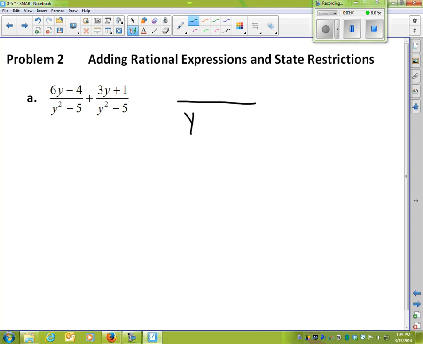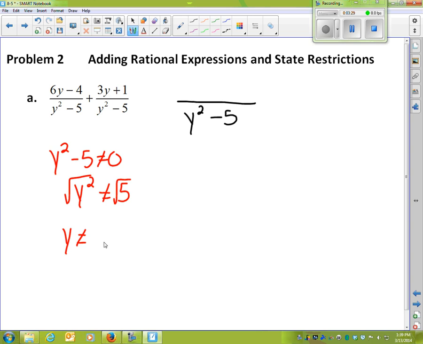I'm going to bring my denominator over. Y squared minus 5. Come up with the restrictions. Again, just focus on the denominator. Y squared minus 5 cannot equal 0. Add the 5 across. Y squared cannot be 5. Get rid of the square by taking the square root. Therefore, y cannot equal the square root of 5. And when you take a square root, it'll be both the positive and the negative that y can't equal. And that's only because we took a square root.